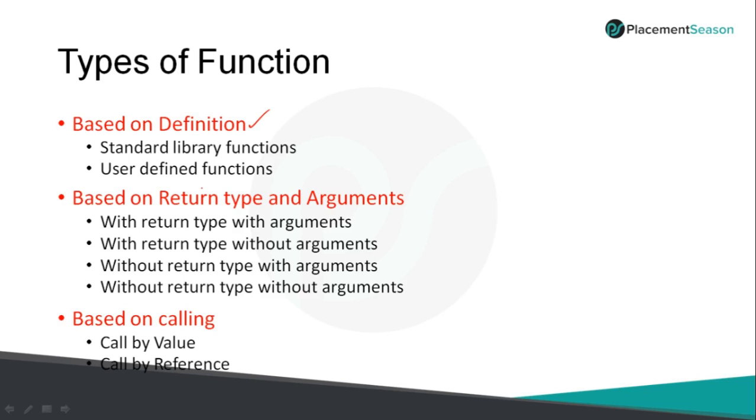So we can classify the function into three major categories. One is based on definition. In that there are two types. One is standard library functions, or we can say built-in function. Second one is user-defined function. Based on the return type and the arguments, we can even classify the function into four types: with return type, with arguments, and other three combinations. The last classification is call by value and call by reference. We will discuss one by one in the upcoming slides.